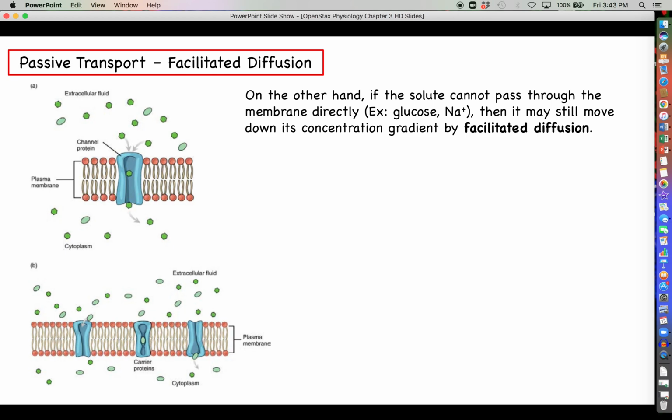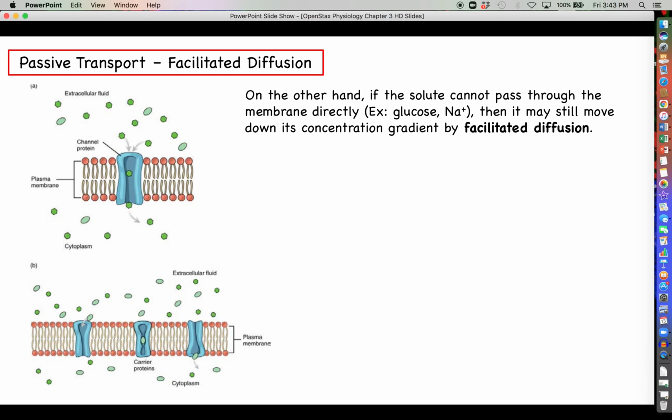So recall that I said that there are two types of passive transport. Passive transport, again, all it means is that a molecule is moving down its concentration gradient. That's all it means. Passive transport, no energy required because the solute is moving down its concentration gradient. Simple diffusion, the first kind of passive transport, required that a molecule can move through the membrane all by itself. So the next kind, which is called facilitated diffusion, deals with molecules that want to move down their concentration gradient but cannot move through the membrane all by themselves.